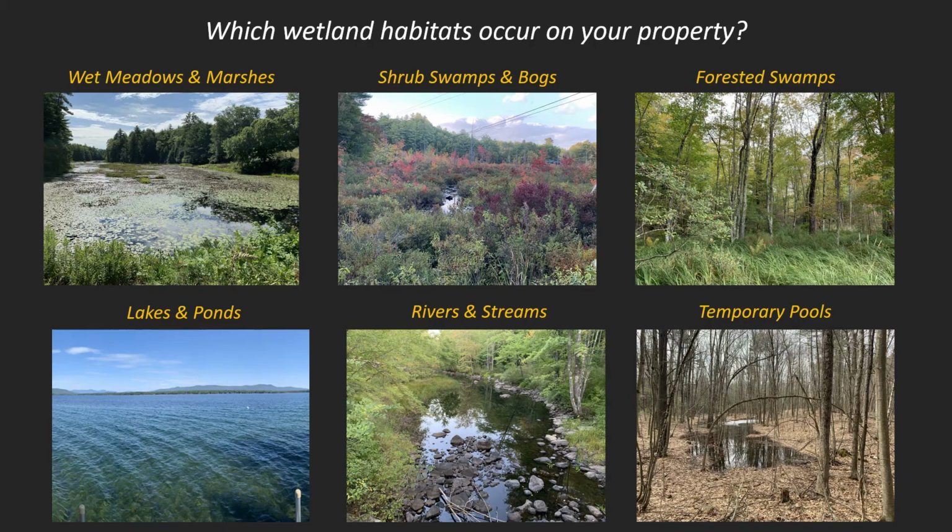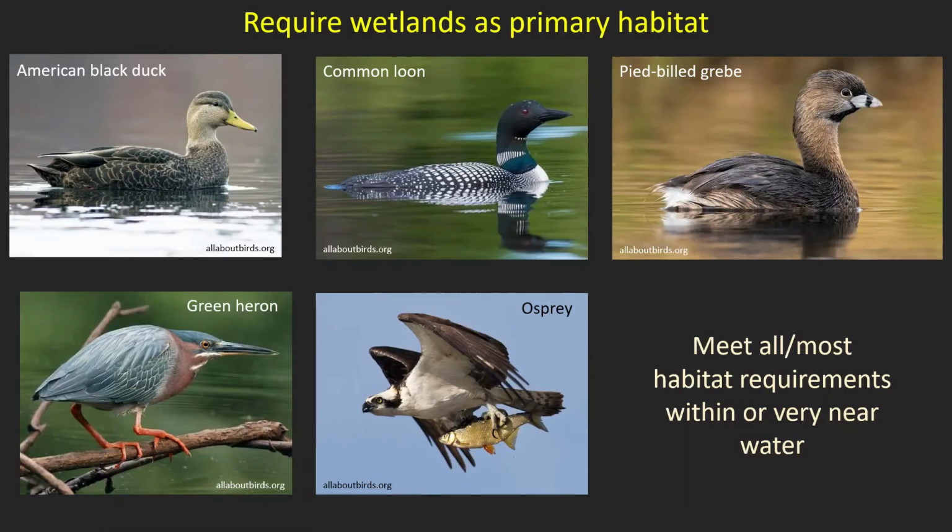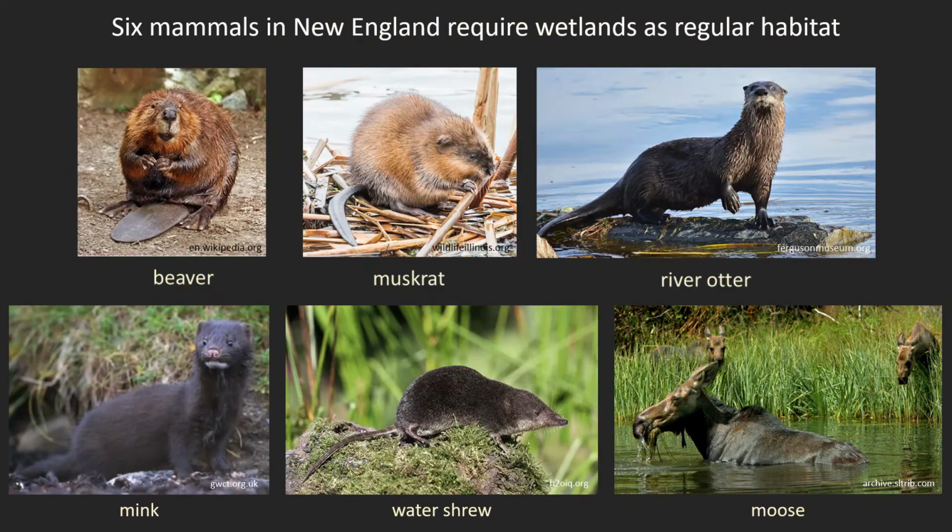Almost all vertebrate wildlife species use wetlands at some portion of the year or during certain life stages, and each type of wetland has specific wildlife species that are associated with it. Most ducks, loons, grebes, herons, and osprey are all very closely associated with water, and they meet all or most of their habitat requirements within or very near to water.